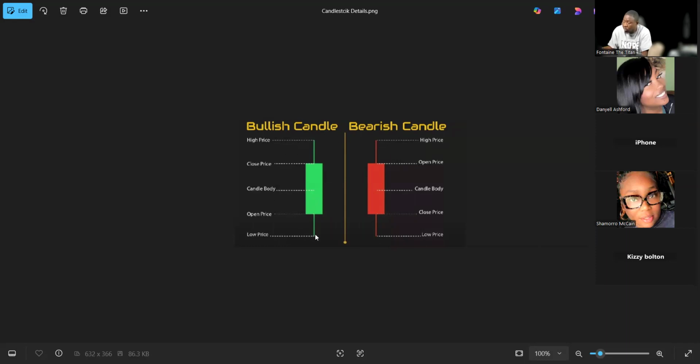Okay. So once again, green is bullish. In this particular example, red is bearish. Bulls mean the price is going up and the bears mean the price is going down.